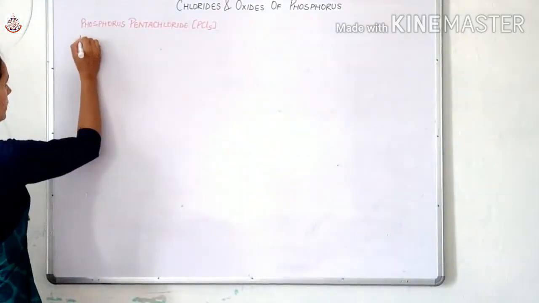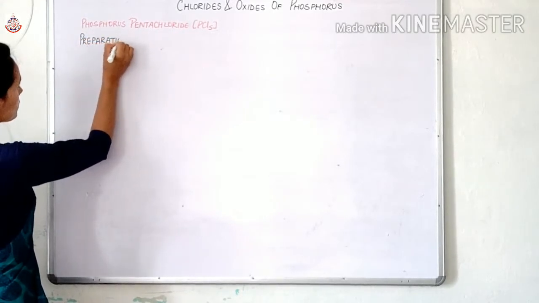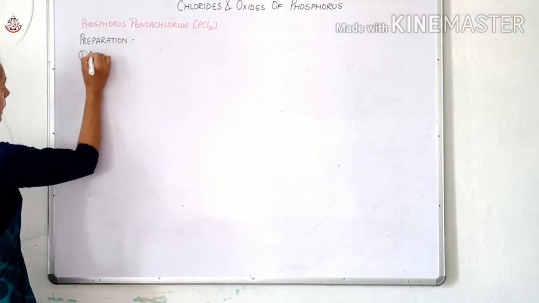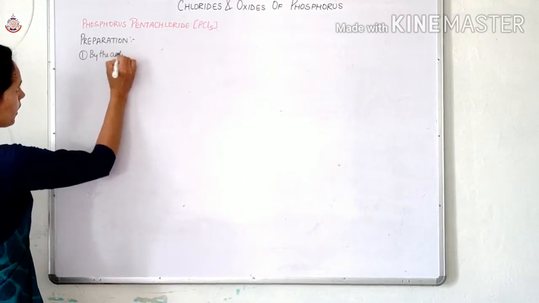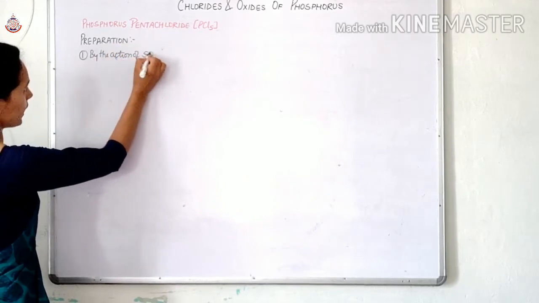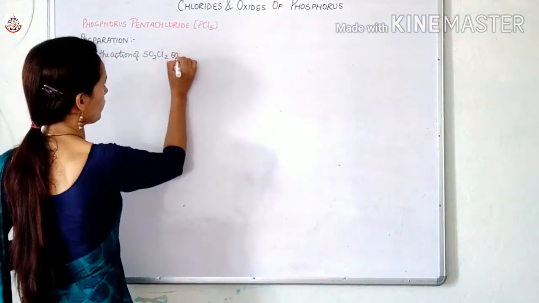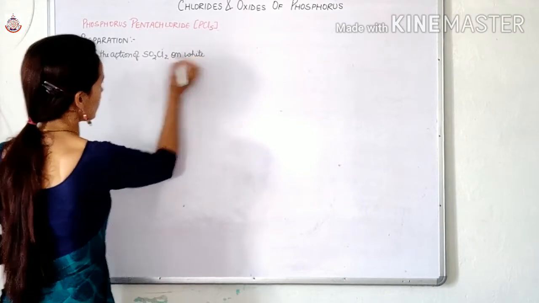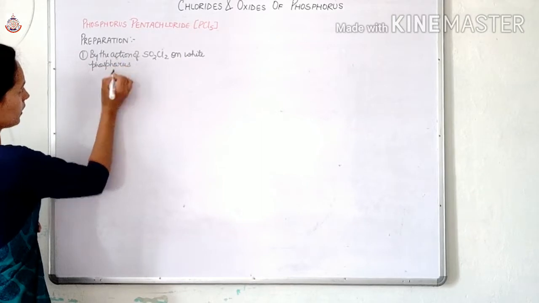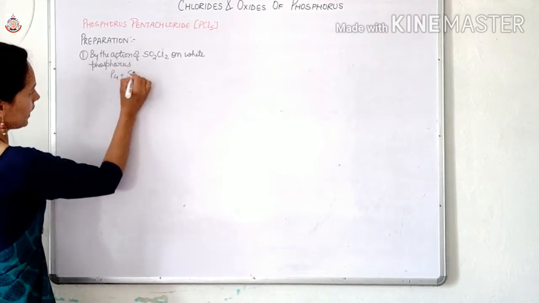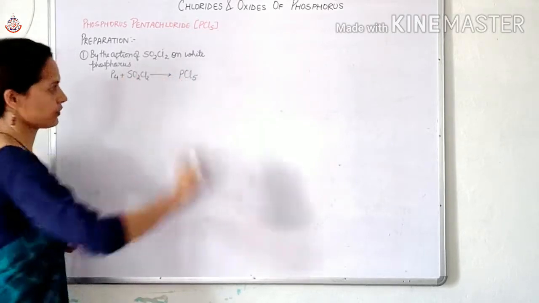Now what are those two methods? First of all, by the action of sulfuryl chloride, that is SO2Cl2. By the action of sulfuryl chloride on white phosphorus, we can prepare PCl5. P4 plus SO2Cl2, then it gives PCl5.